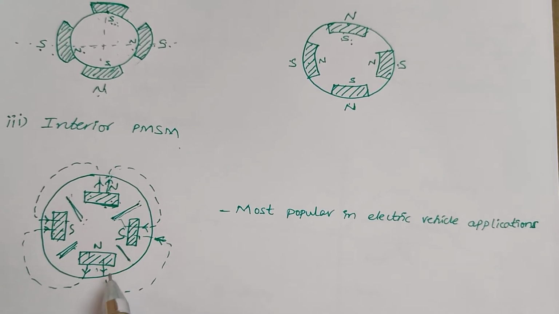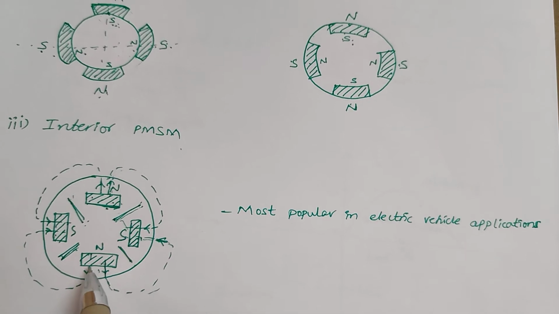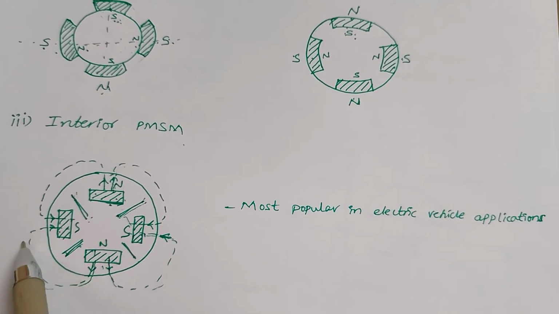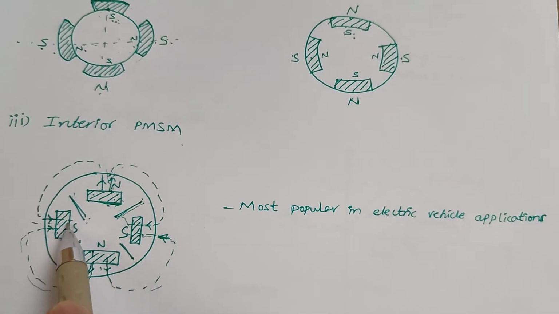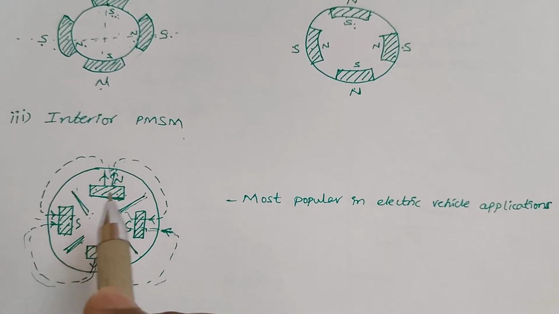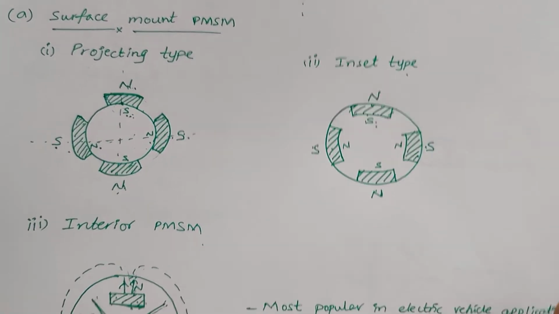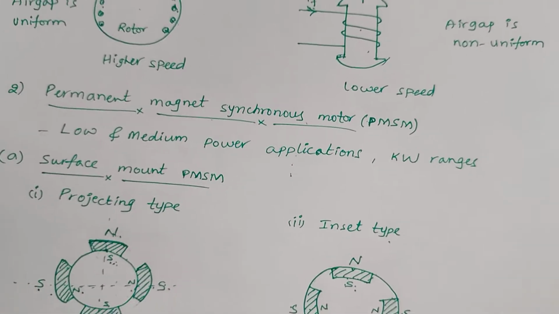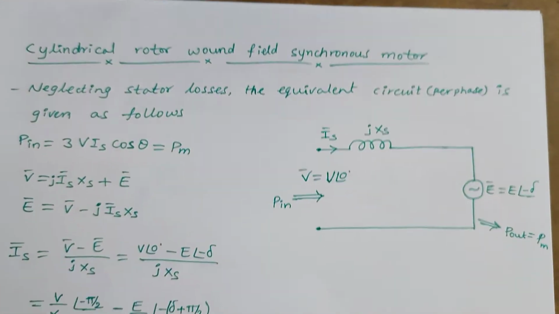Okay. So again here also, from the north pole the field will come out and it will enter into the south pole. In this way, the interior type permanent magnet synchronous motor rotor is designed. Okay, this is all about the construction of the permanent magnet synchronous motor.